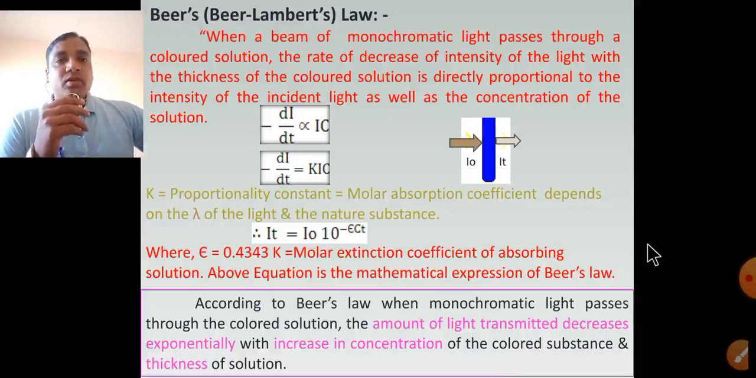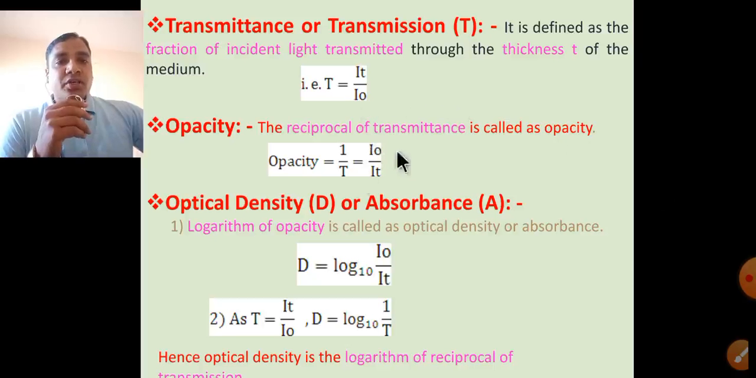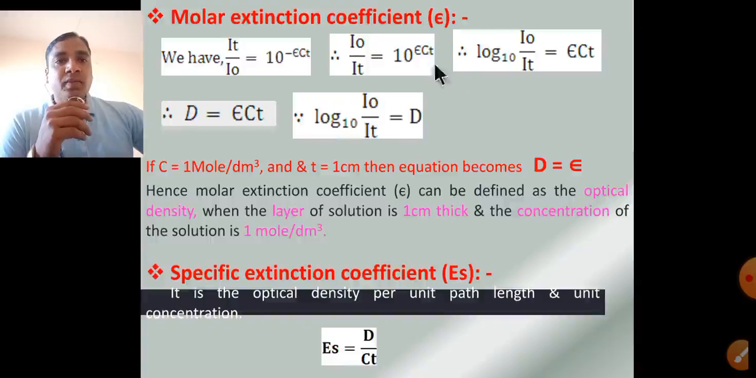We have already seen this Beer's law. When a beam of monochromatic light passes through a colored solution, the rate of decrease of intensity of the light with the thickness of the colored solution is directly proportional to the intensity of incident light as well as the concentration of the solution. The terms used in colorimetry are transmittance, opacity, optical density or absorbance, molar extinction coefficient, and specific extinction coefficient.